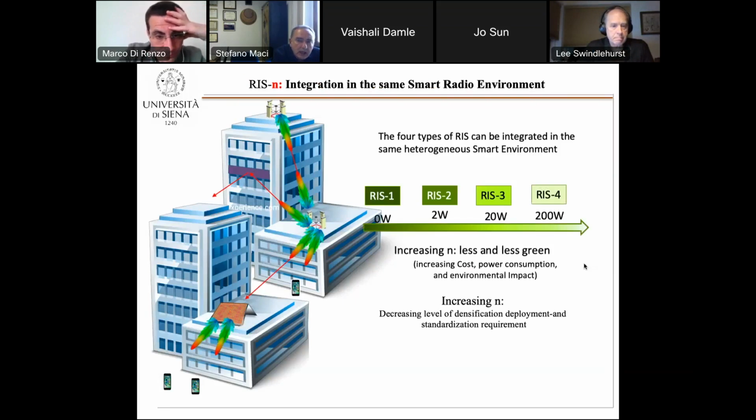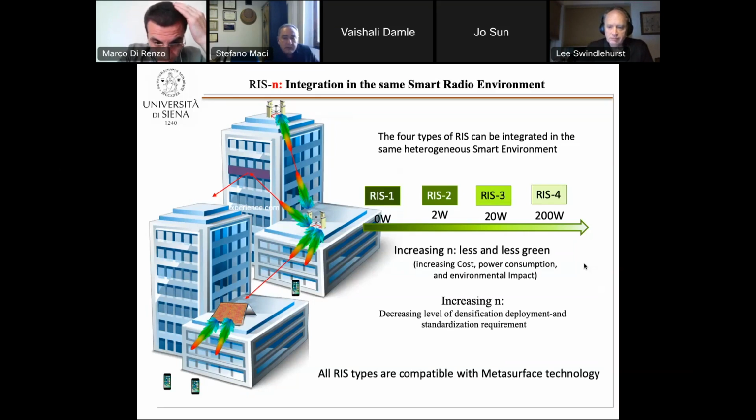For increasing N, they have less and less green attitude. It means RIS1 0 watt, RIS2 2 watt, RIS3 20 watt, RIS4 200 watts. And they are increasing cost, power consumption, and environmental impact. And for increasing N, indeed, it is decreasing the level of simplification of deployment and also the standardization requirement.